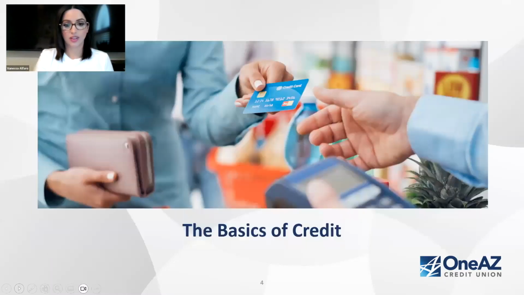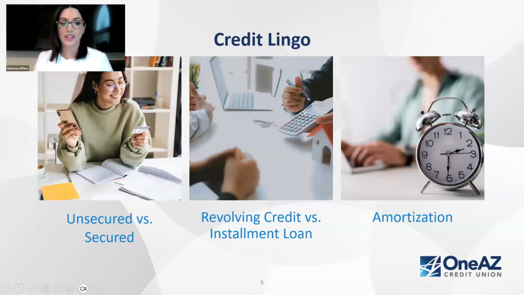Okay, so basics of credit. We have unsecured versus secured debt. This is some of that lingo that you might hear at your financial institution, maybe that you've seen. Maybe you're looking at different types of lending products and you really aren't sure what the differences are. We'll get into some of that. But some lingo that you might be hearing are revolving credit versus installment loan, amortization. And we'll go into what the differences are between these types of accounts and how your loans accrue interest and how quickly you can pay them down.